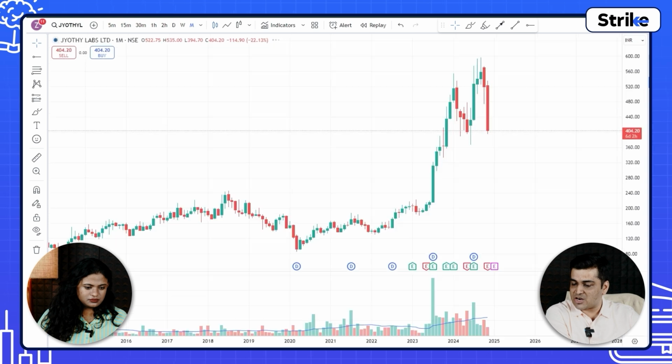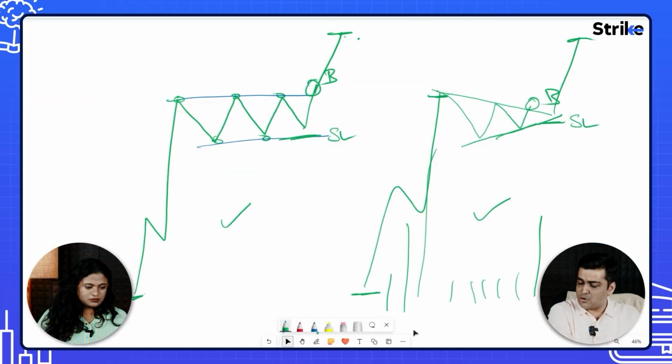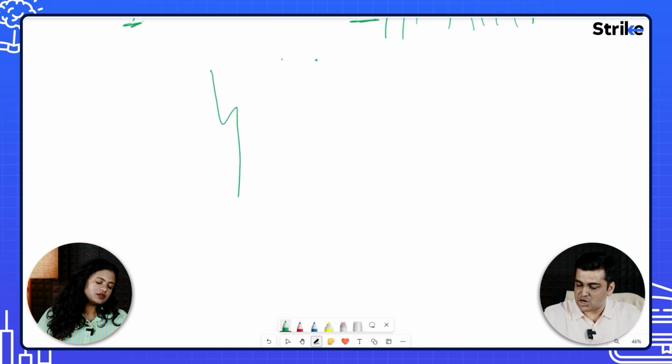Let's look at another chart. Like this particular flag, you can also get something called an inverted flag, which is again very rare. But if you find one, what you can do is the opposite. There is a sharp move.